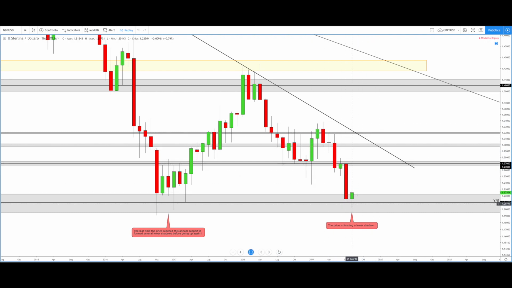After this clear break without retest, I expect a clear touch of this level before the continuation. But for now, the price has reached 1.21 with a clear lower shadow, and this gives us a first bullish signal on this pair.